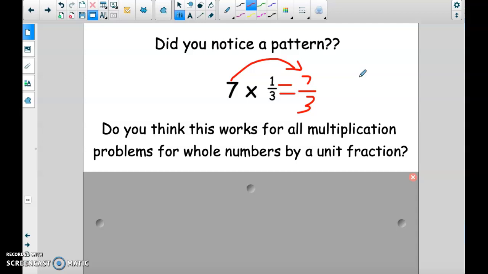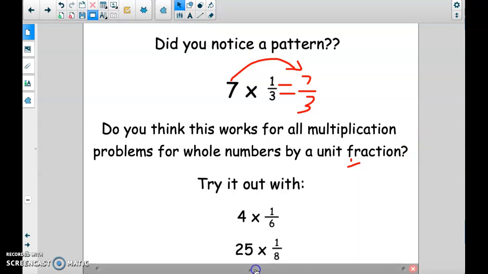So when we say a unit fraction, right, we mean 1 over something, 1 over anything. That's a unit fraction because it's one piece of a whole, right? So what I would like us to do is go ahead and solve these two problems. Pause the video, solve these two problems, use your strategy, and then see, does this pattern work? Okay?